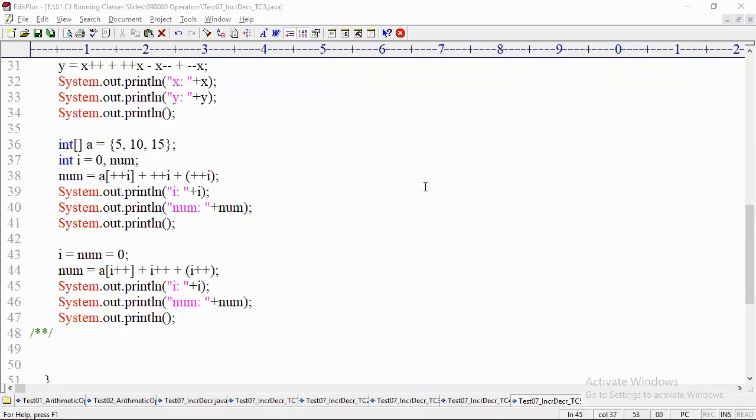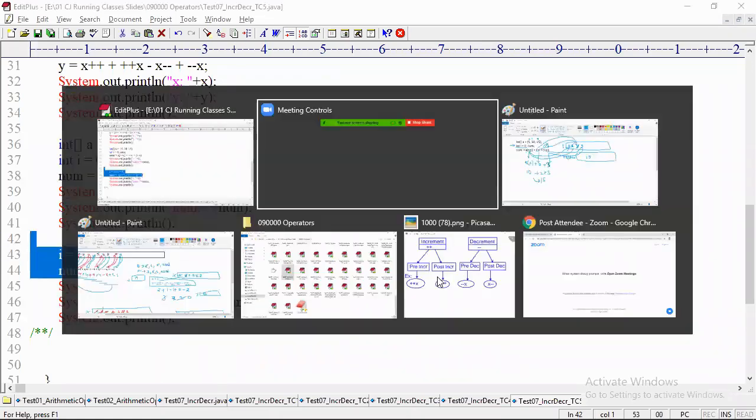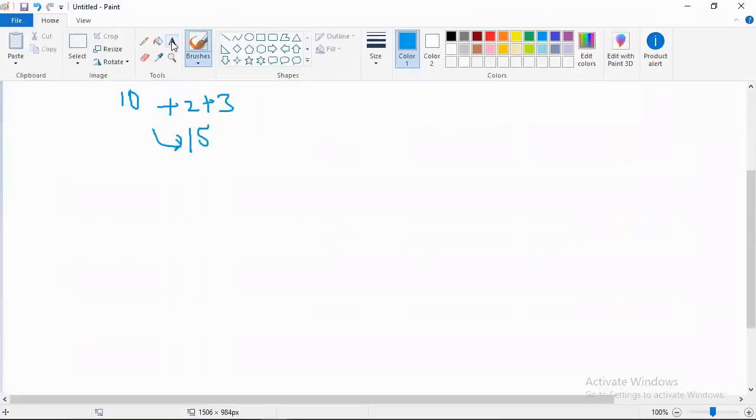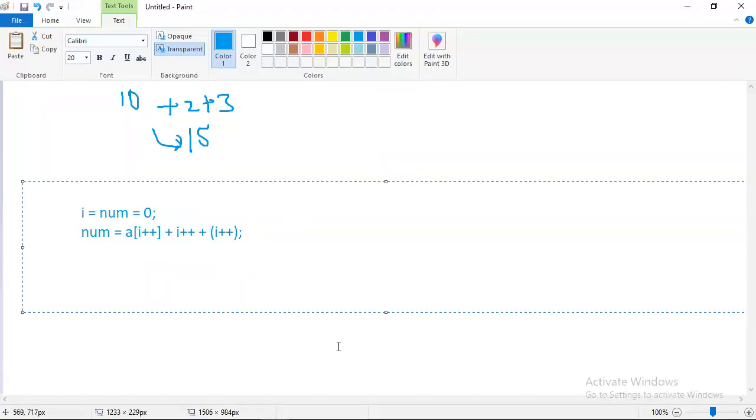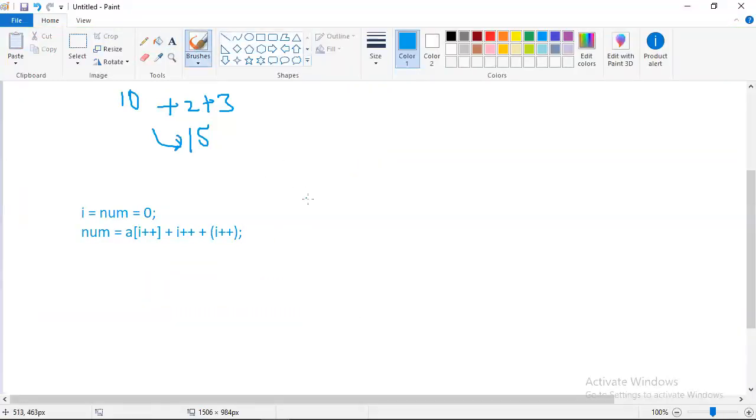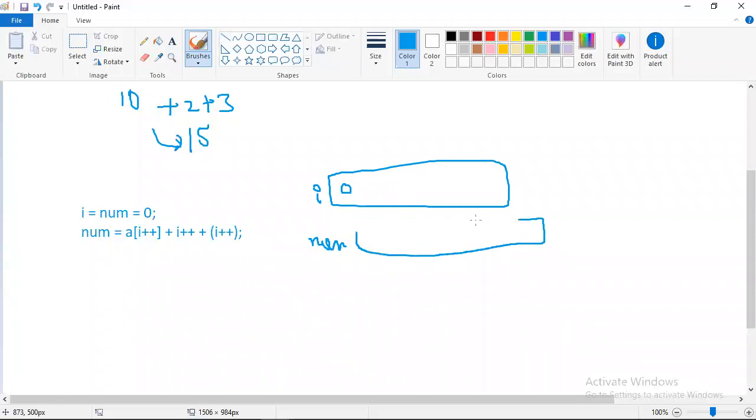Cloud computing. Now tell me, what is the flow of execution here? Now int i equal to num equal to 0. How much is the I variable value? 0. Right? And how much is the num variable value also? 0.